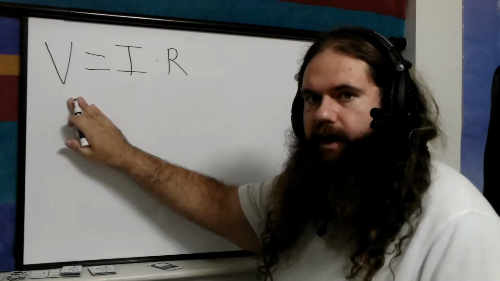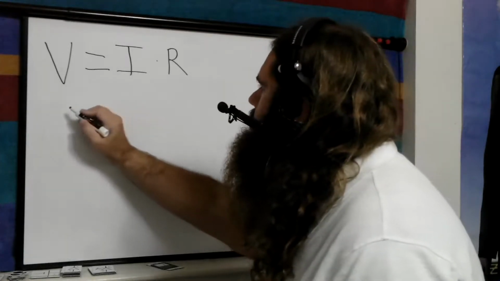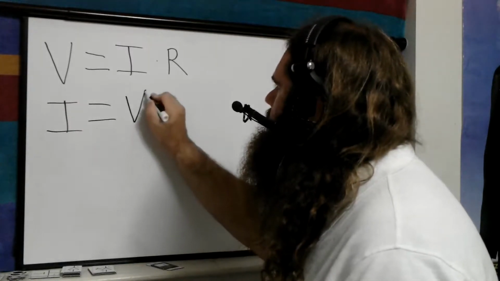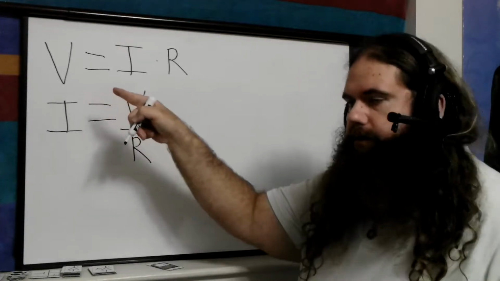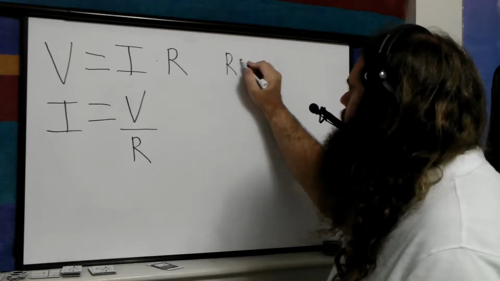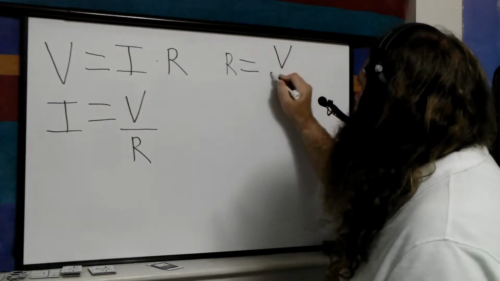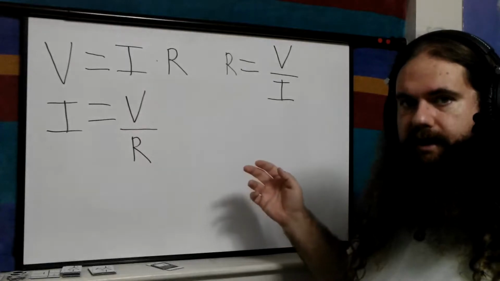If you want to find current, you divide the resistance over. So current equals voltage divided by resistance. We just divided the R over. And the other way, resistance equals, now we're dividing the I over, voltage divided by current. So it just depends on which things you know.